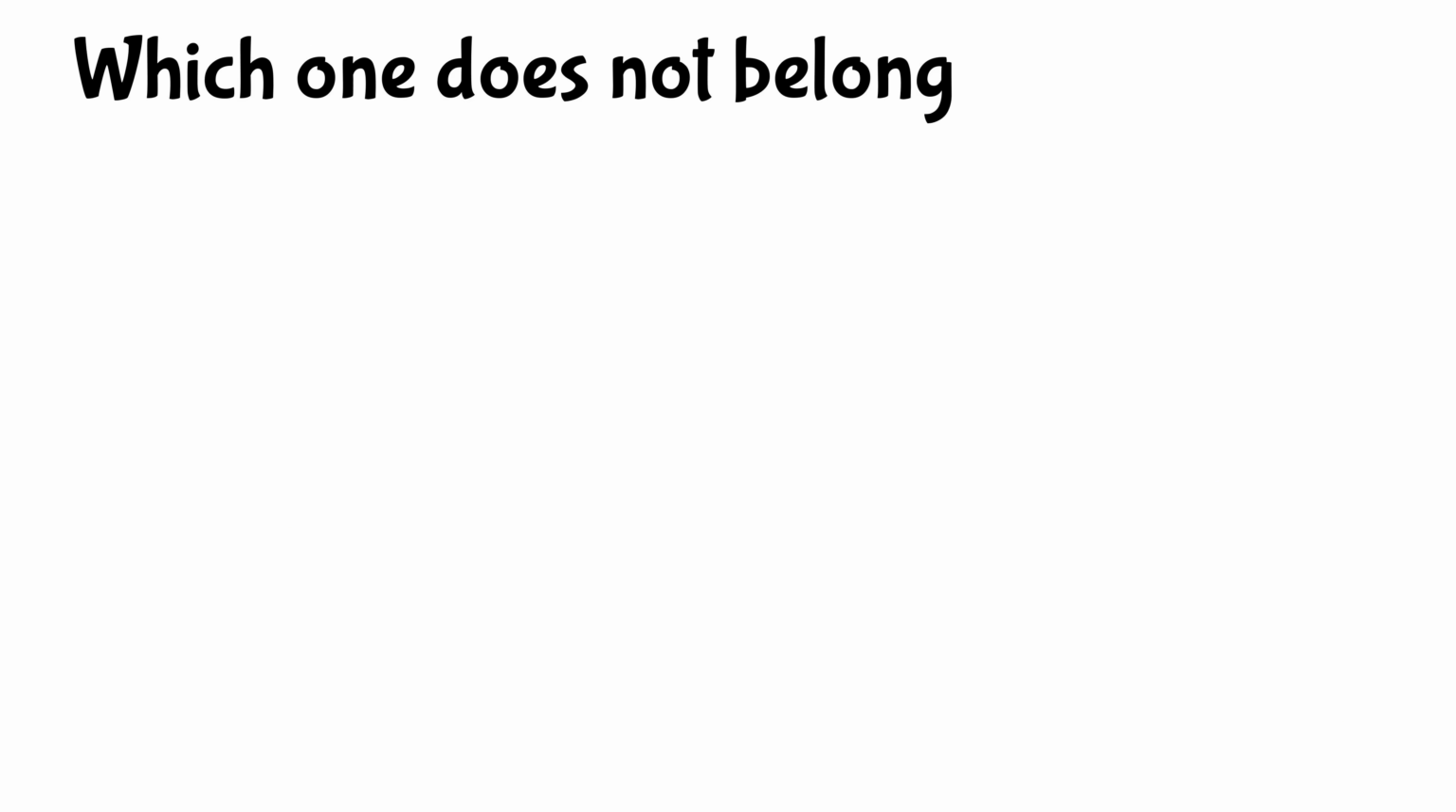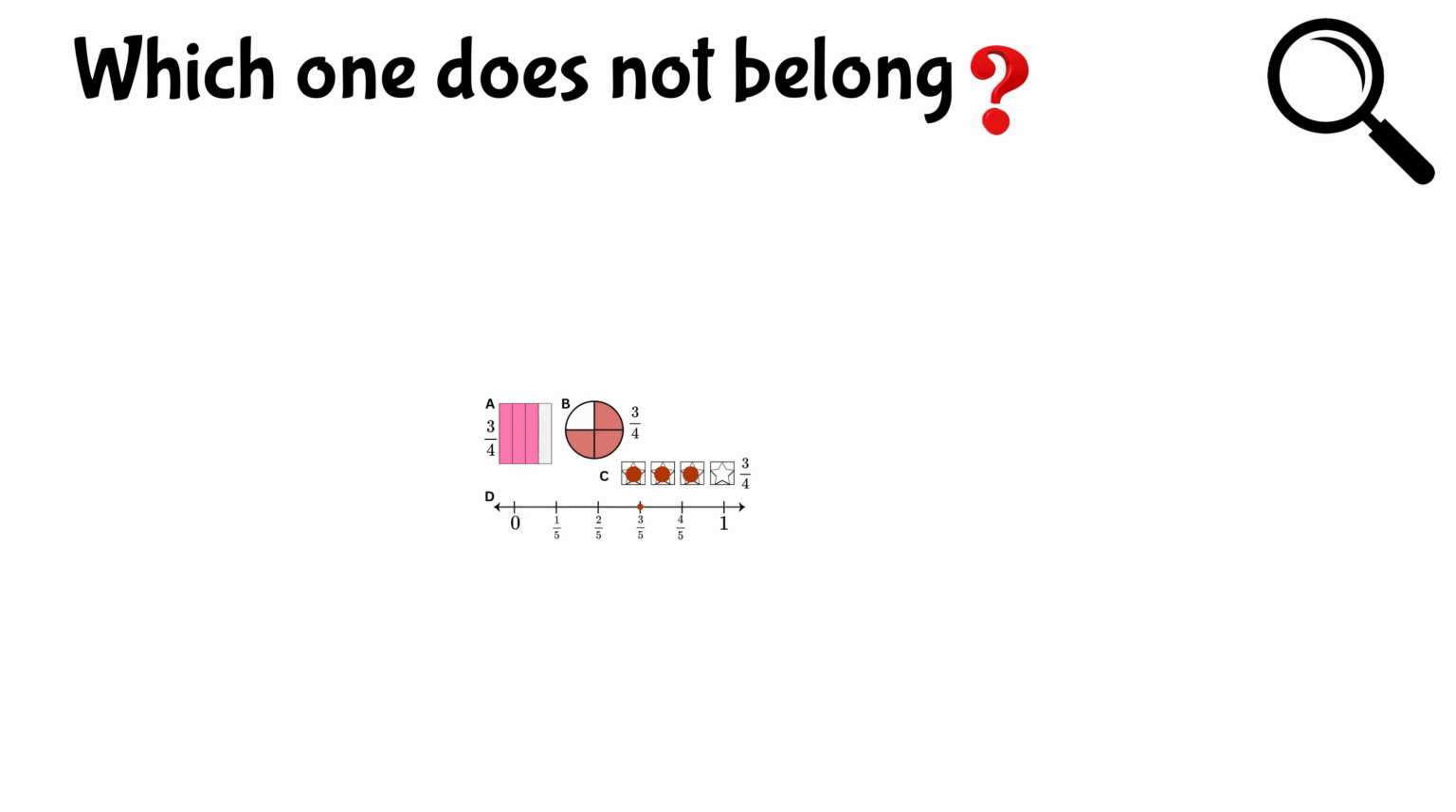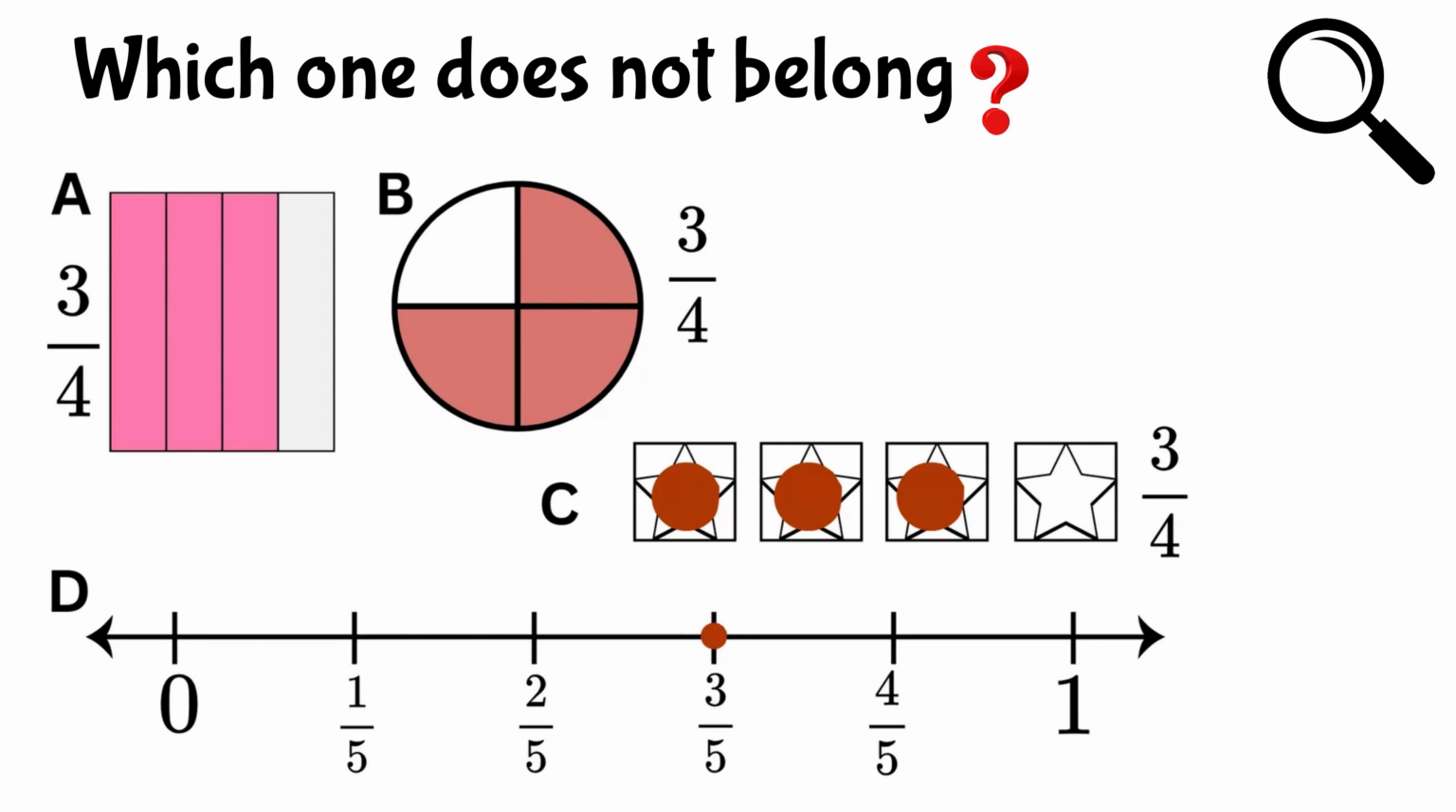Time for a fraction detective challenge. 3 of these representations show the same fraction. One does not belong. Pause the video and study each model carefully. Models A, B, and C all represent 3/4. Model D represents 3/5 because the whole number line is divided into 5 equal intervals. So model D does not belong.